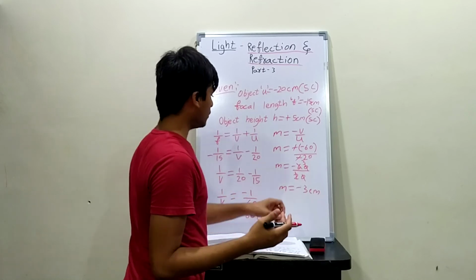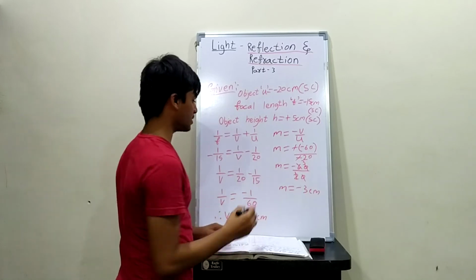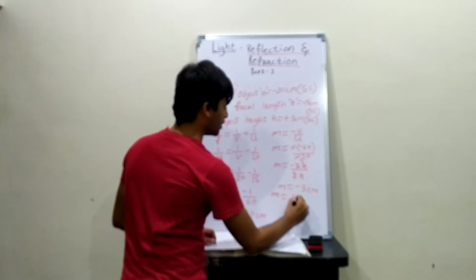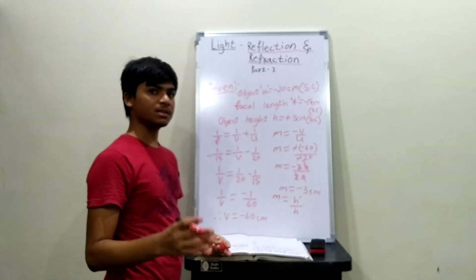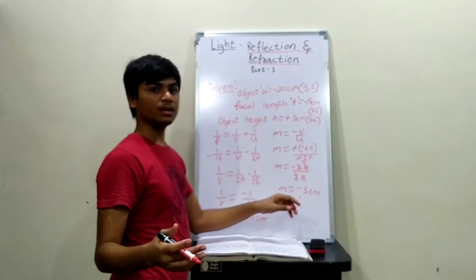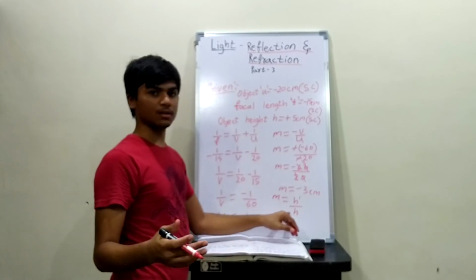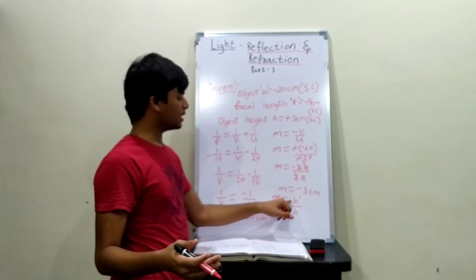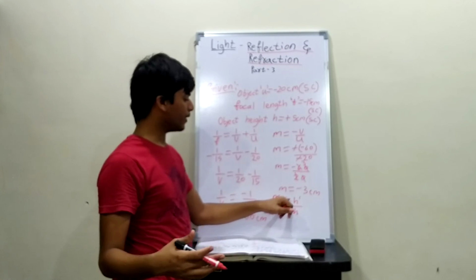Okay, now the magnification we got is minus 3. Now let's use the first formula of the magnification, that is m is equal to h dash by h. As I said, h dash is the height or the size of the image. H is the height and the size of the object. H dash, we can say the height of the image or even the size of the image. Okay, so we have to find the h dash.